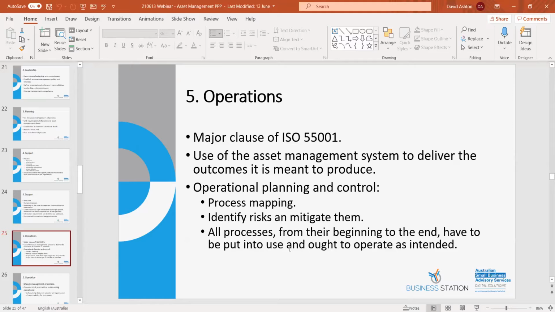identifying the risks involved in the use of those assets and mitigating those, and then that management review to ensure that all the processes put in place are actually assisting you to ensure that the assets are being used for their intended purpose.